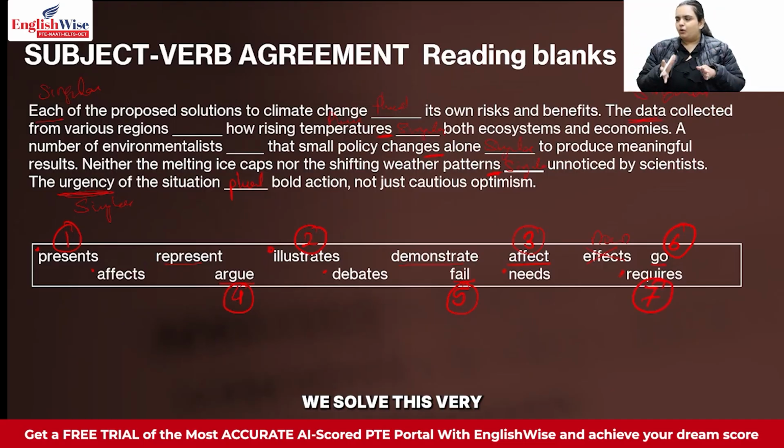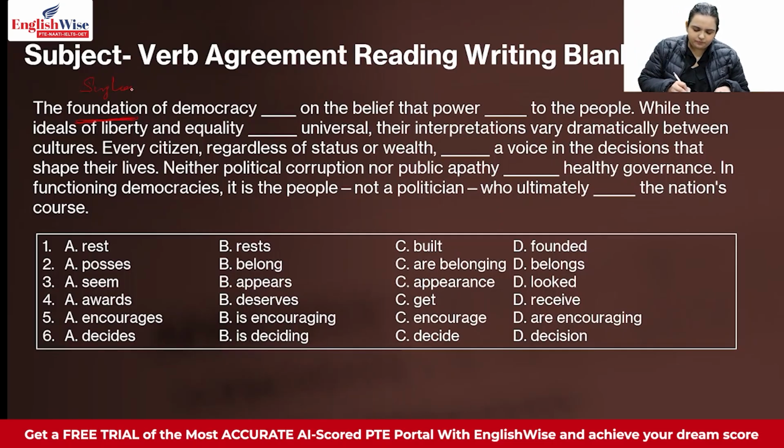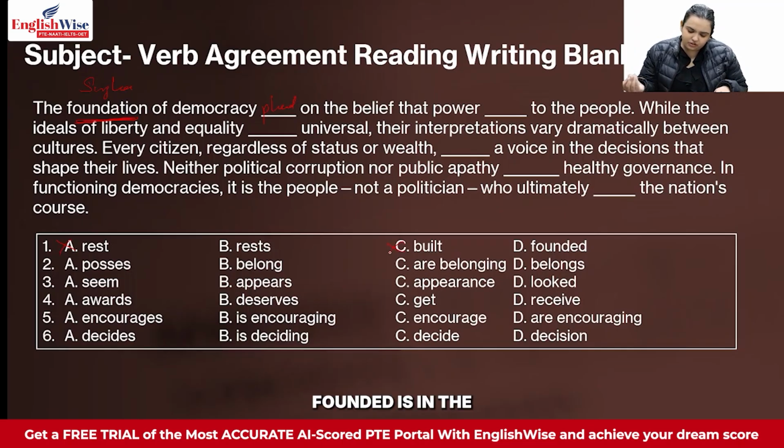So this is how we solve this very long passage over here. Let us move on to the next one. Okay, now let us look at this reading writing blank here. The foundation of democracy — on the belief that power — to the people. Again, I have foundation. So this is singular. That means I need something plural here. So let me look at the plural verbs, okay? Rest is singular, built is singular, founded is in the past tense, that is nowhere needed. So I will go with rests.